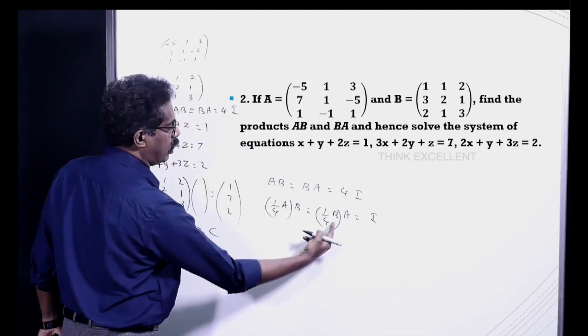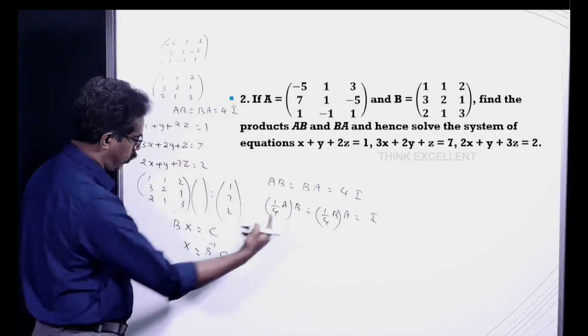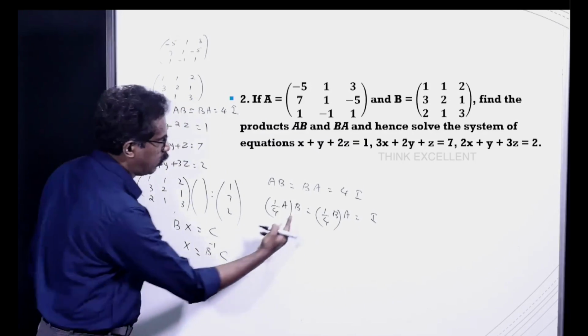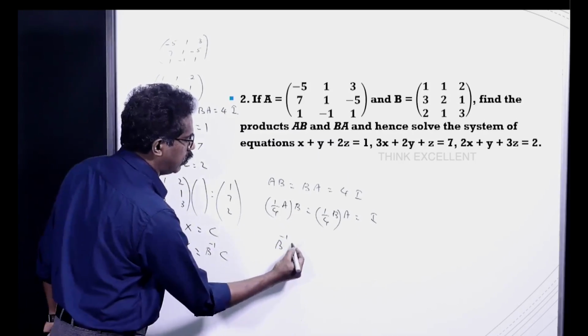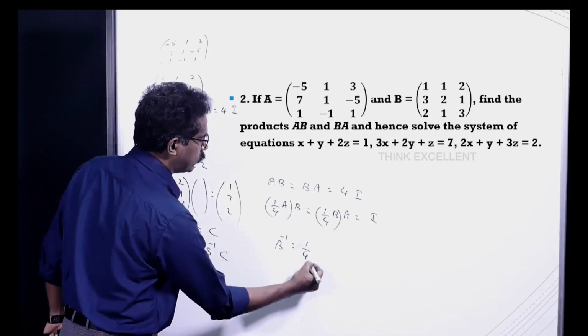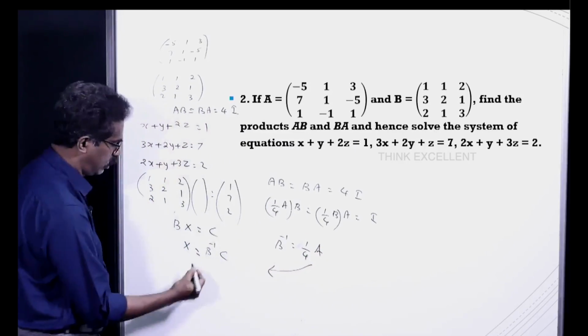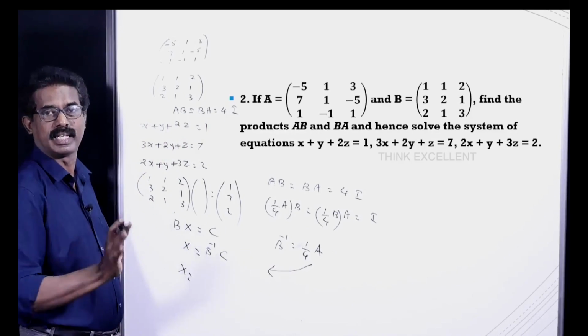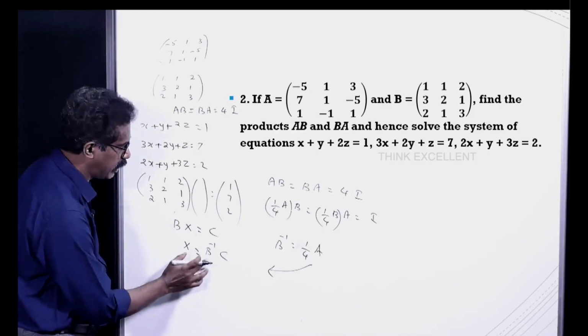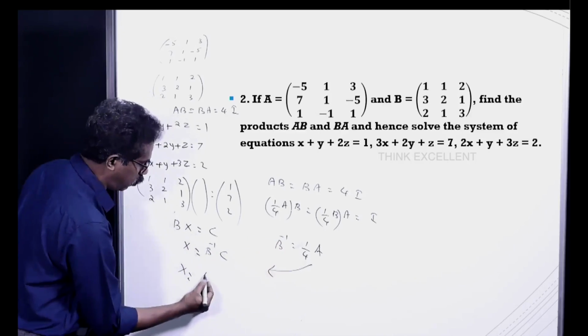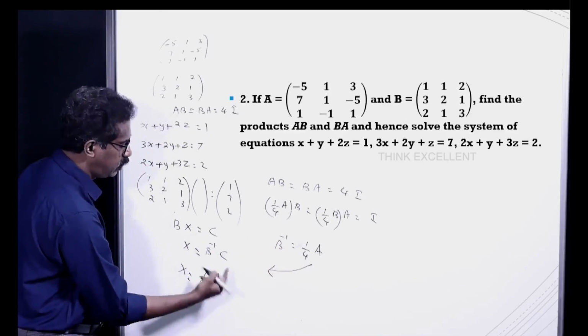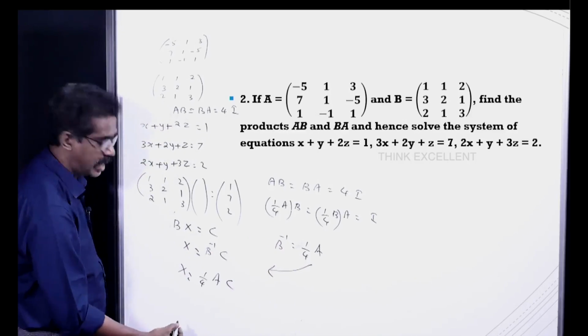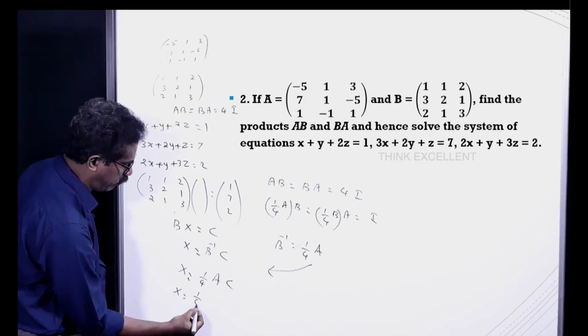1 by 4B. What is B's inverse? 1 by 4A. What we want? We want B inverse, so B's inverse is 1 by 4A. So just put this value here. So no need to find the inverse at all, no need to find the cofactors, anything. So X is equal to B inverse. Instead of B inverse, you write 1 by 4 into A into C. So that is X is equal to 1 by 4 into A.